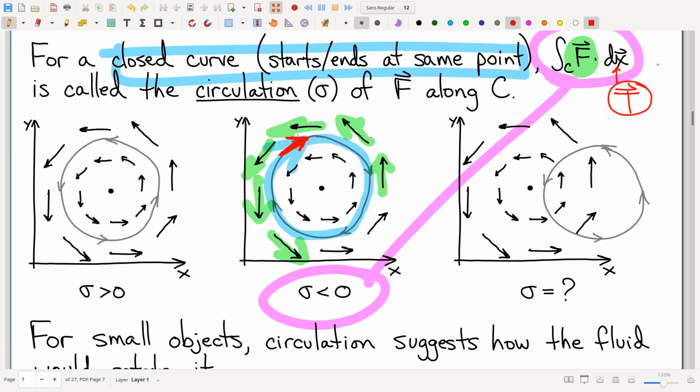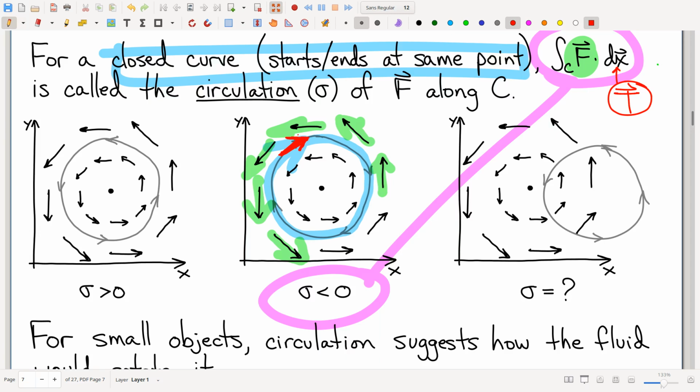In this first question, we're asking, to what extent is the vector field circulating counterclockwise? Because the curve is counterclockwise. Whereas in this second example, we're asking, to what extent is this fluid circulating clockwise? Because our curve is oriented clockwise. So we get the same fluid, we get opposite answers because we're asking opposite questions, you might say.